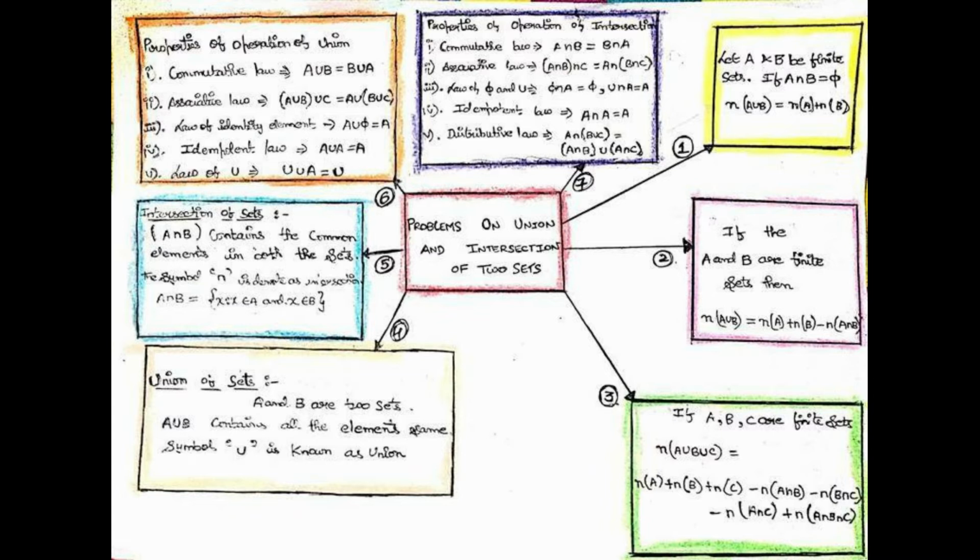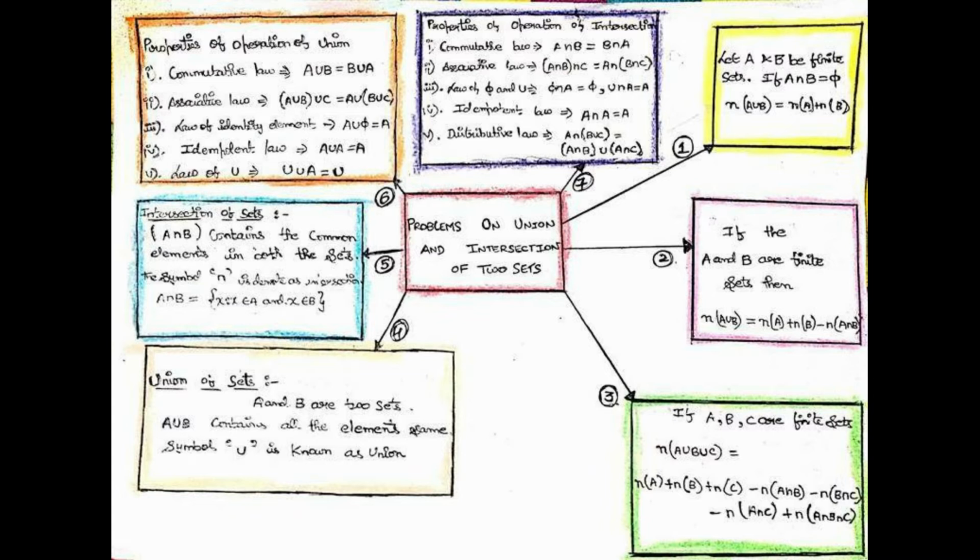Third, if A, B and C are finite sets, then n of A union B union C is n of A plus n of B plus n of C minus n of A intersection B minus n of B intersection C minus n of A intersection C plus n of A intersection B intersection C. This formula we use for the questions where three sets are given.